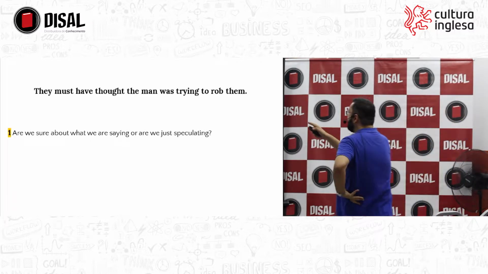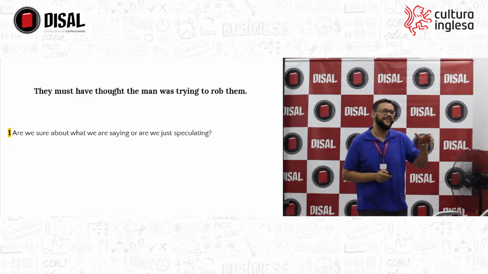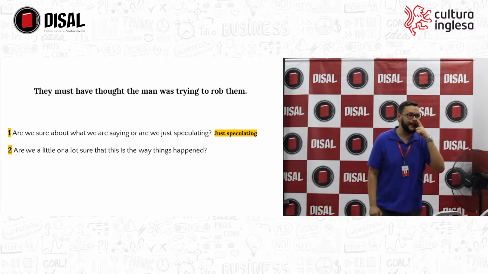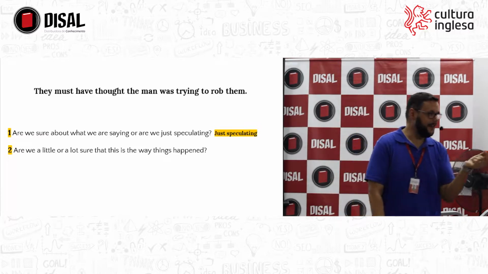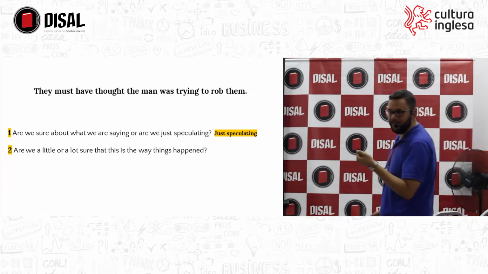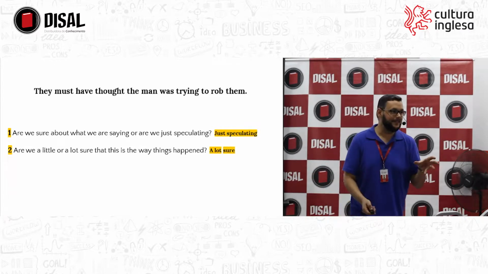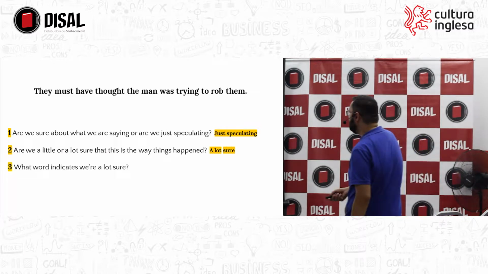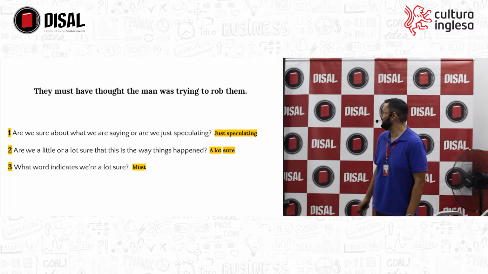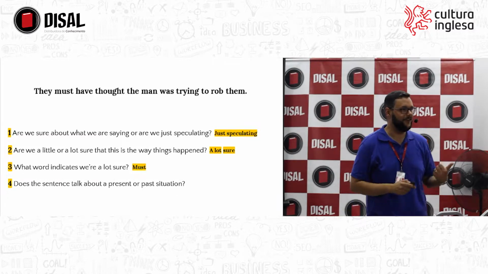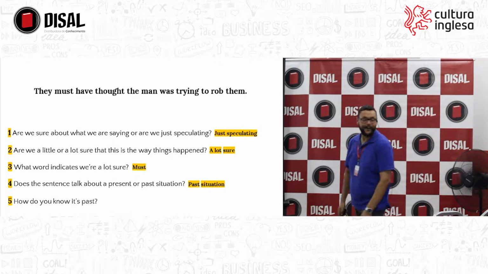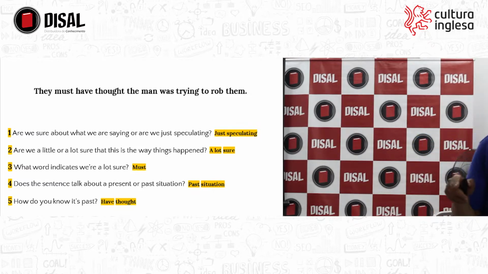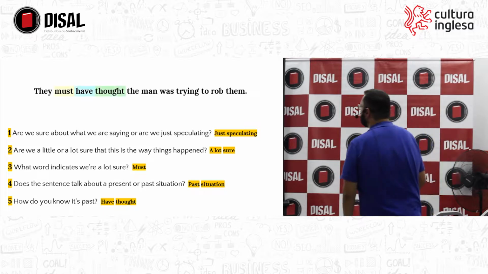And if I say this, are we sure about what we are saying, or are we just speculating? If speculating, are we a little or a lot sure that this is what happened? If I say they must have thought, am I a little sure or a lot sure? A lot sure, because I'm using must. If I use may, they may have thought, then perhaps I'm a little sure. But because I say they must have thought, I'm a lot sure. And what word indicates we are a lot sure? Must. Does the sentence talk about a present or a past situation? Past situation. And how do you know it's past? Have thought. The must indicates I'm a lot sure, and the have thought indicates it's a past situation. So what's the structure here?